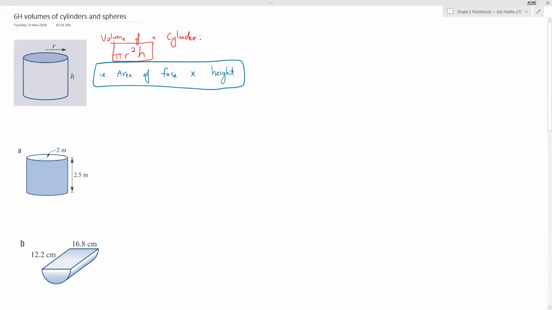And start off with the volume of a cylinder. The volume of a cylinder has a very easy formula, pi r squared h, and as we've discussed in the past, a cylinder is actually just a prism. You can think of it as a circular prism of sorts. And so the volume of any prism is the area of the face times the depth. And it's no different here.